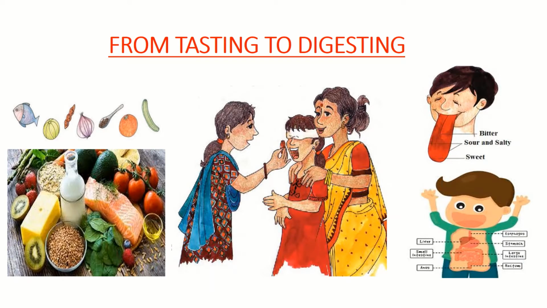Students, we are going to start our new chapter, that is chapter 3, from tasting to digesting. In the previous classes, in class 3 and 4, you have studied about food. What are the sources of food? Why is food very important or essential for us? In this class, we are going to study what are the different types of tastes that we get from food, as well as what happens when we take food inside our mouth.